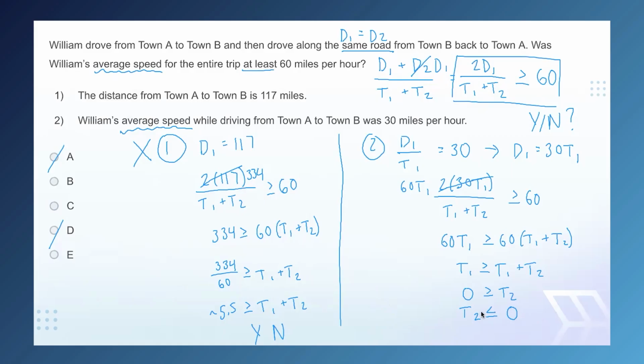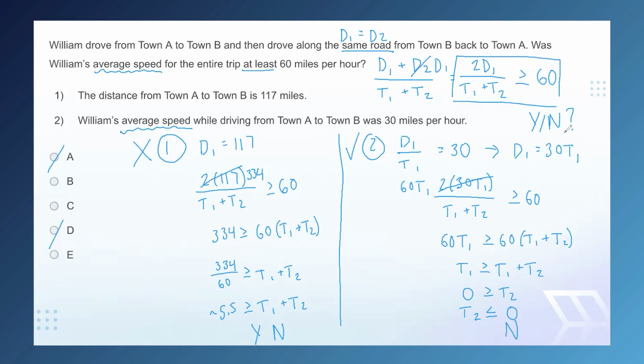Oh, hold on. Can the time that it takes for the second leg of our trip be 0 hours or negative hours? Can we drive a place in 0 time or negative time? Well, that's actually impossible, right? It takes time to get places. The minimum possible value for either of our times is going to have to be positive. So I definitively know that no, T2 is not less than or equal to 0, which means that no, my inequality is not true, and my expression for average speed is not greater than or equal to 60, which means that statement 2 alone is sufficient.